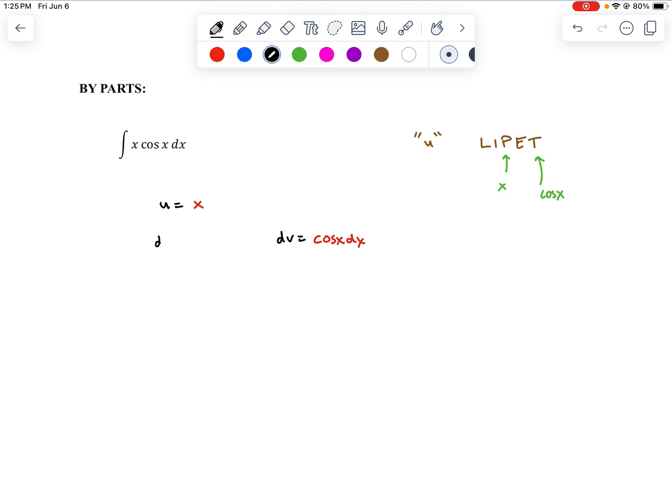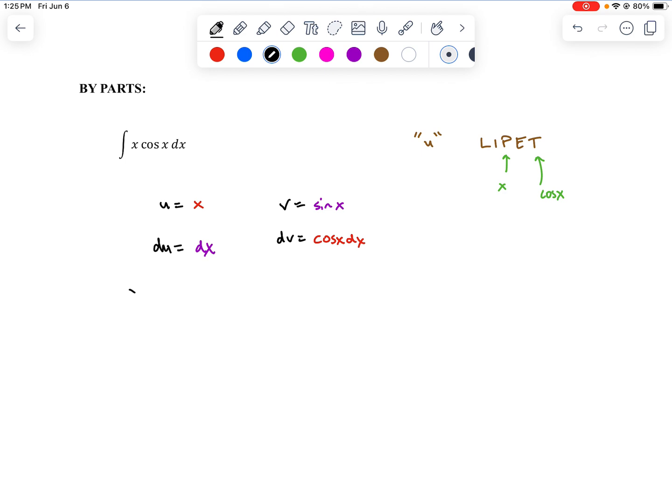All right, the next step is that we want to find the du. So du is going to be just simply dx. And then we find v, which is the antiderivative of cosine, and that's going to be sine of x. And we'll take care of the plus c a little bit later.